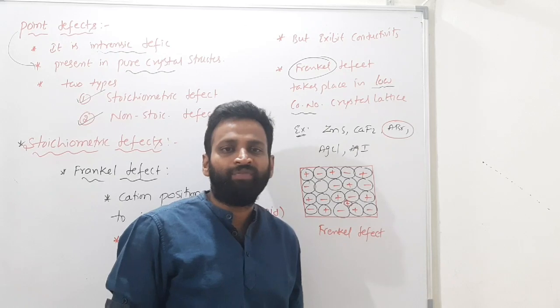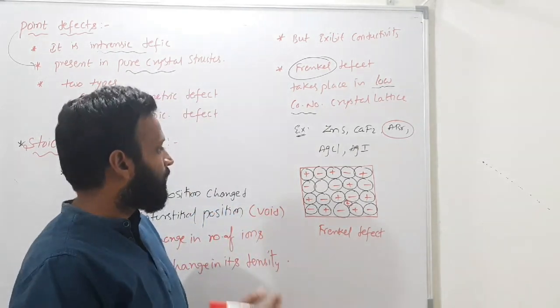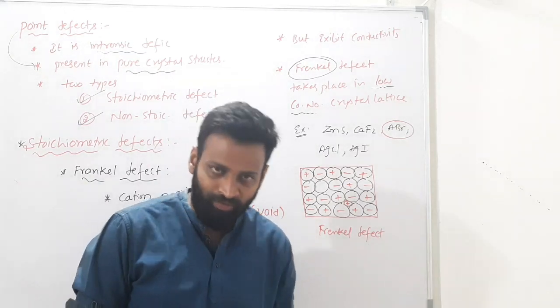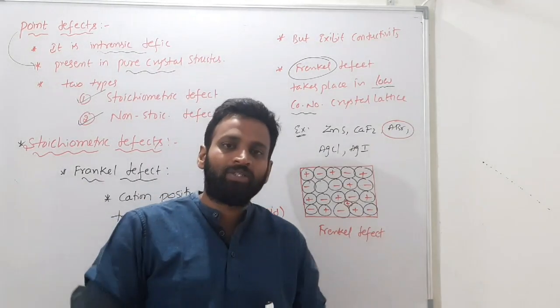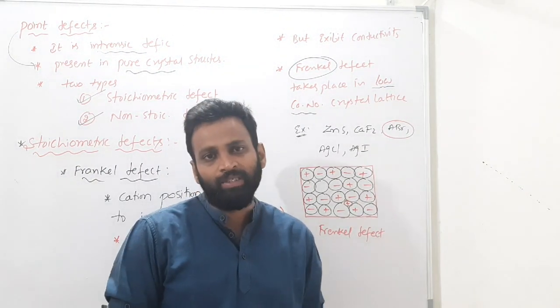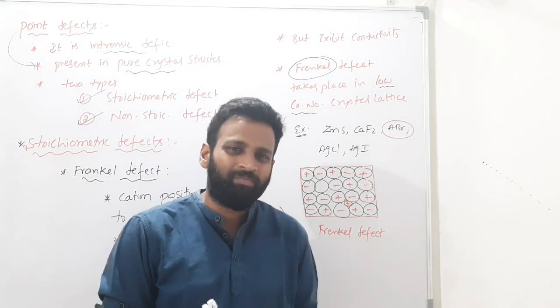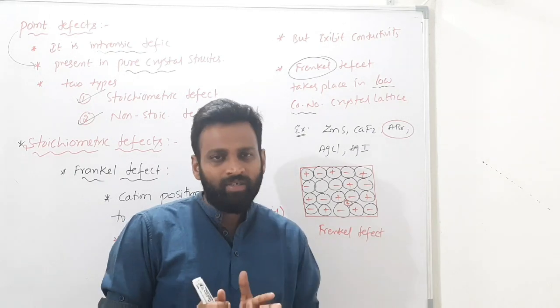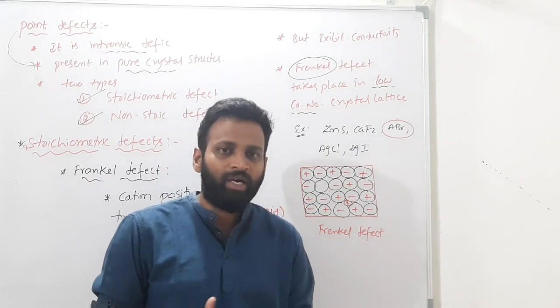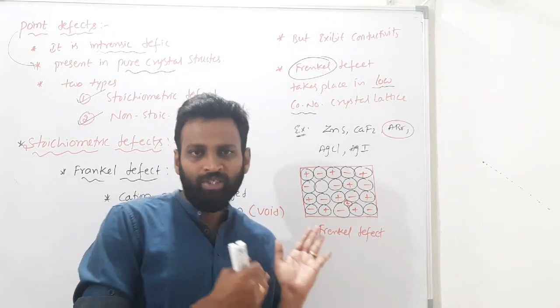Schottky defect and Frenkel defect are both point defects and stoichiometric defects. Next we will discuss non-stoichiometric defects and electrical and magnetic properties. Very simple. After some time you can also get clarity, no problem, because there is no continuation from these concepts to that.